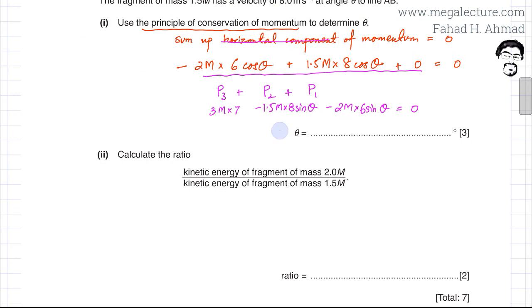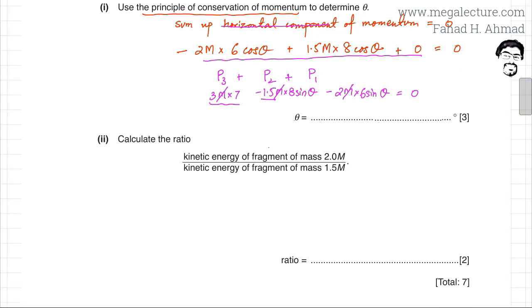What I need to do first is that the m would get cancelled out. I can divide the whole equation by m, and the m gets cancelled out, and I can take sine theta as a common factor, and it's going to be minus 1.5 and minus 2, and I can take 21 on the other side. That would become minus 21, and we can get rid of this negative value.